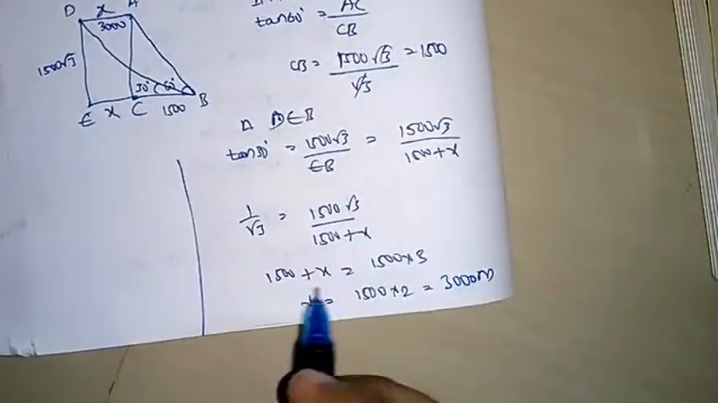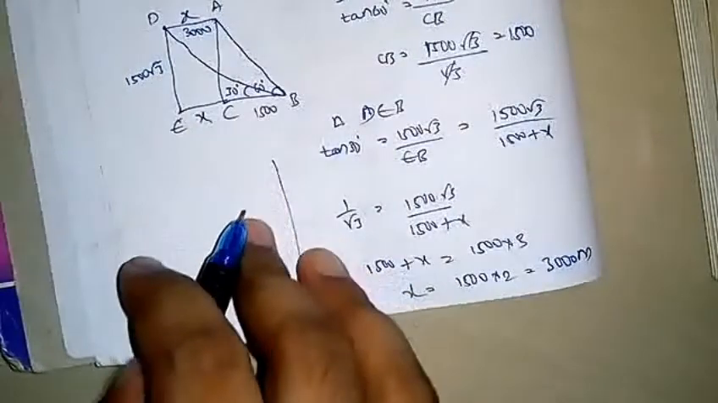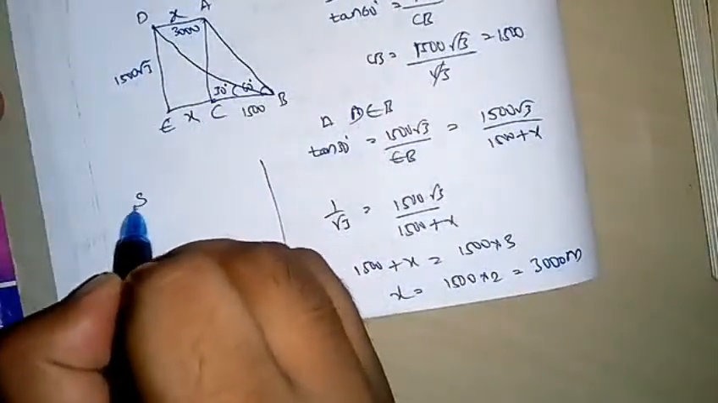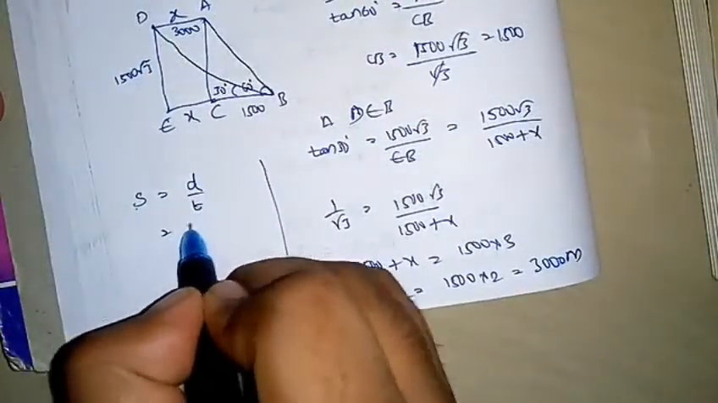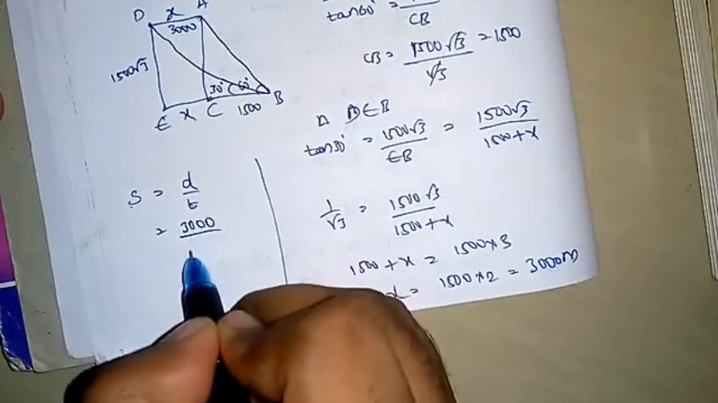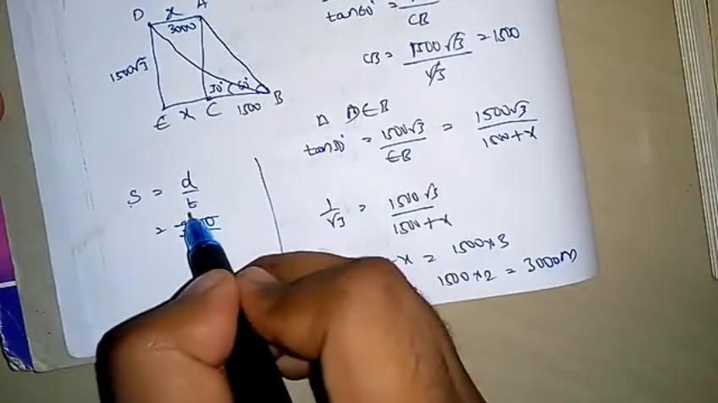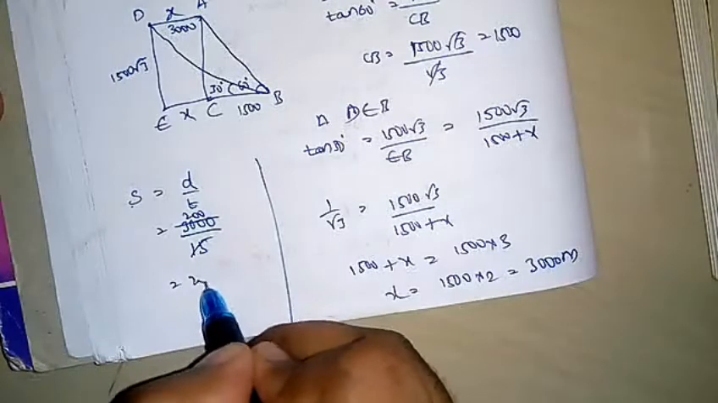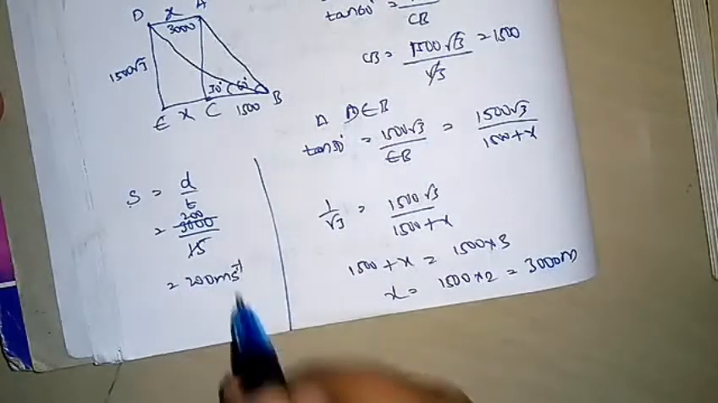Now you have to find the velocity or speed. Speed is equal to distance by time, which is equal to 3000 by 15. This is equal to 200 meters per second. That's all. Last question.